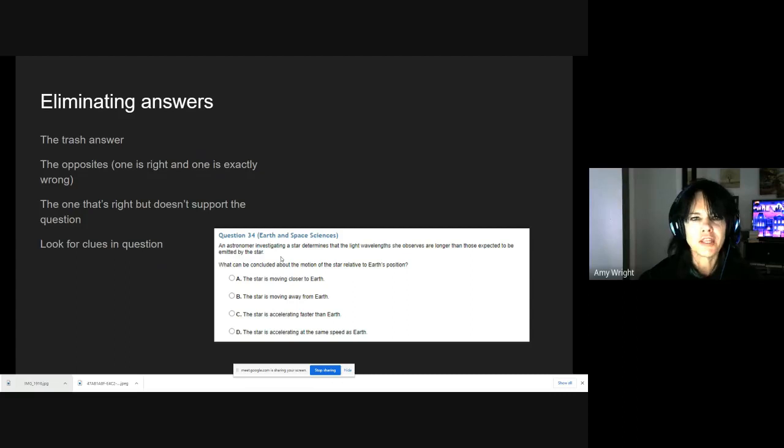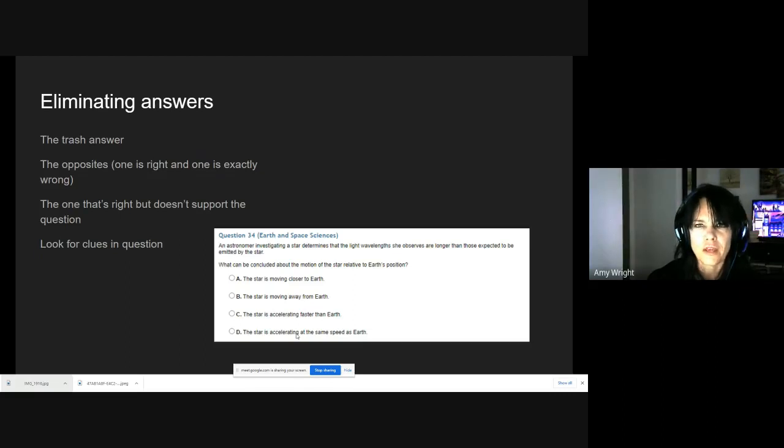Well, you can tell what the garbage answer is here, because if you're looking at something whose light waves are longer, it's not going to be the same speed no matter what, right? Because it's longer. If it were the same, it would be the same, right? I mean, that in theory could be true, but if you're trying to eliminate answers, you're going to throw out D, right? Now let's look at A, B, and C. The star is moving closer to the Earth. The star is moving away from the Earth. Those are opposite answers, right?